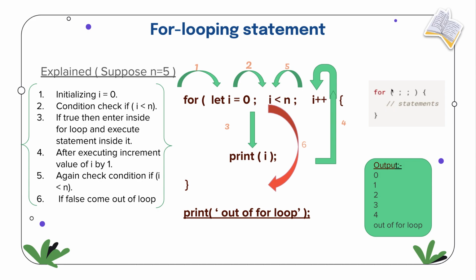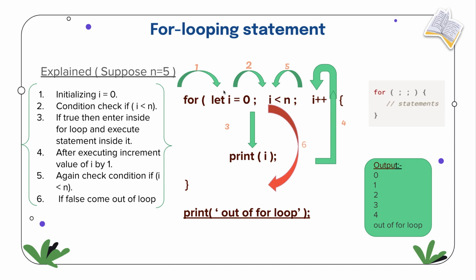It's the for keyword, open bracket, first statement semicolon, second statement semicolon, and third statement. Three statements will be there, and then open curly bracket, close curly bracket, and whatever statements are in between will get executed. What is the format? First statement is always the initialization. We are initializing let i equal to 0, so i is one variable.